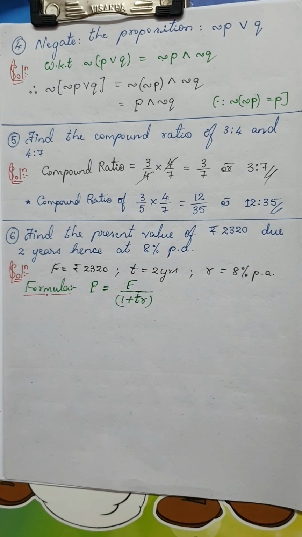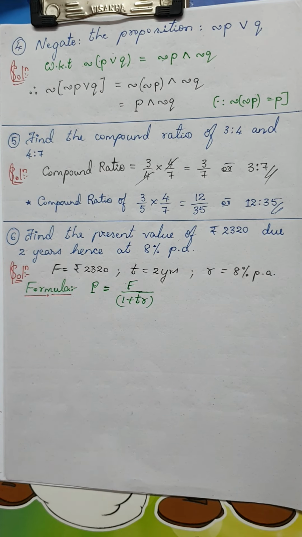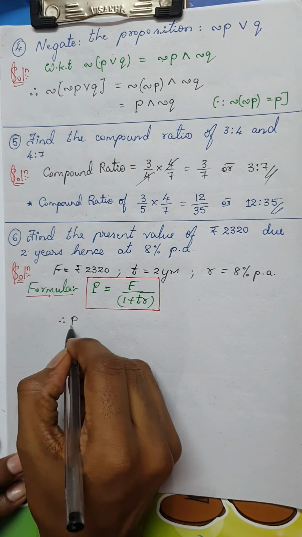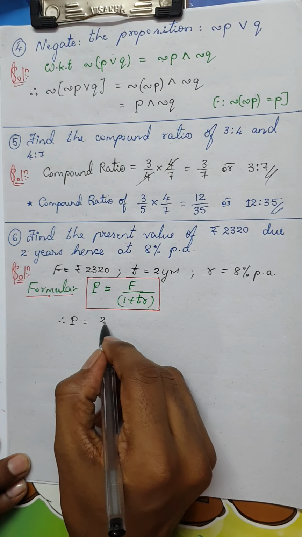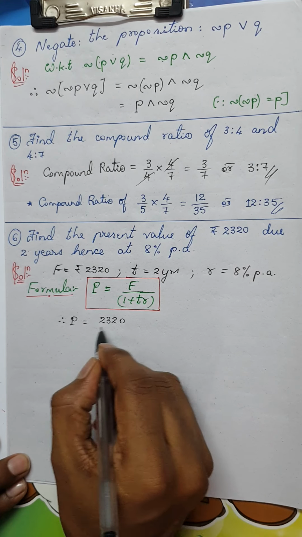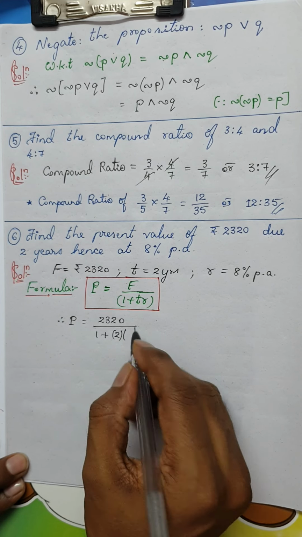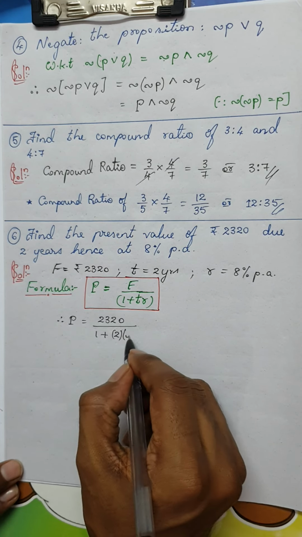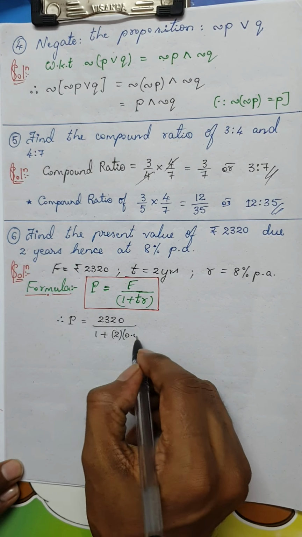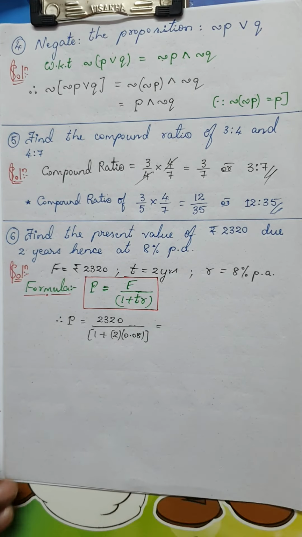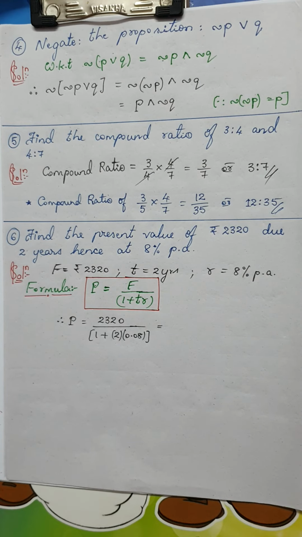Okay, so let us substitute into this formula. You will get the present value. Therefore, P is nothing but, what is face value? It is 2320 divided by 1 plus T. T is nothing but 2 and R is 8%. So 8% means 0.08. Okay, you can calculate. You can use your calculators.